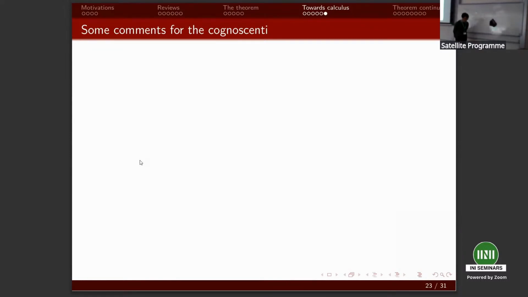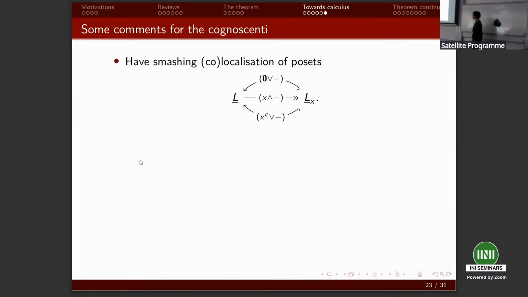Right, so some comments for the experts. This is probably the most technical part of the talk. The whole point of this complementability is that for every object in your poset, you obtain a smashing localization and co-localization of your poset. So L_X is defined to be the essential image of taking product with X. This admits a left adjoint given by coproduct with the initial object, and a right adjoint given by coproducting with the complement.